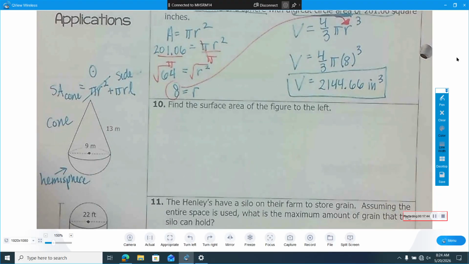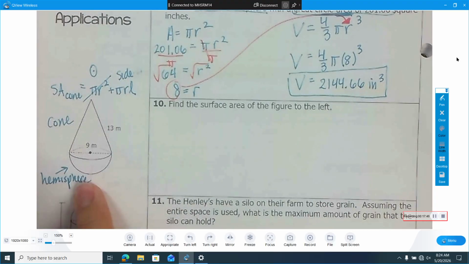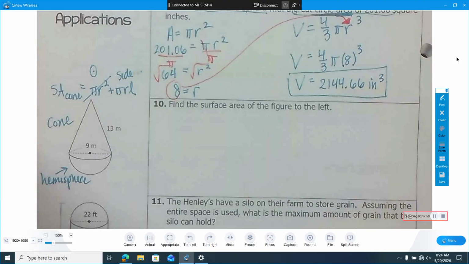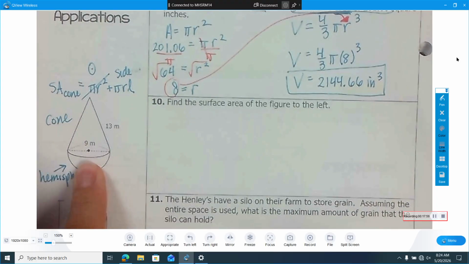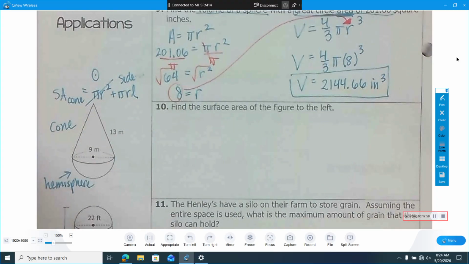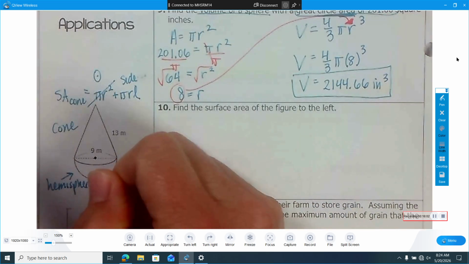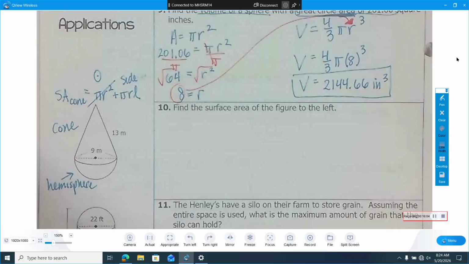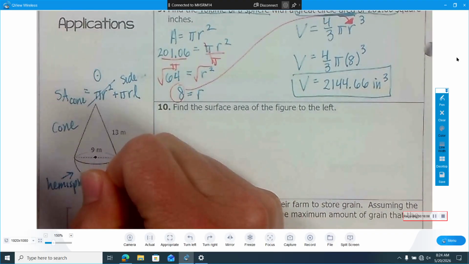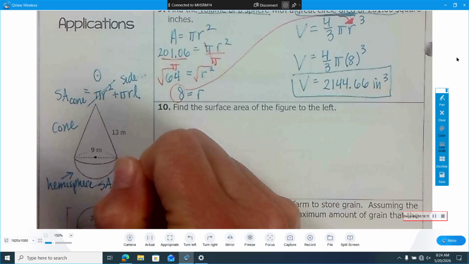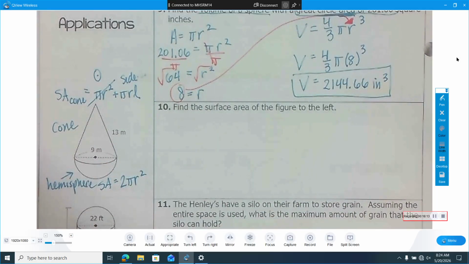And I said that for this hemisphere, the formula has 3 pi r squared. What's the 3 for? The third one is for just the top circle, right? Do I need that top circle? Nope. This hemisphere is only half a sphere. I don't want to include the circle on top. So the surface area for the hemisphere is only 2 pi r squared.